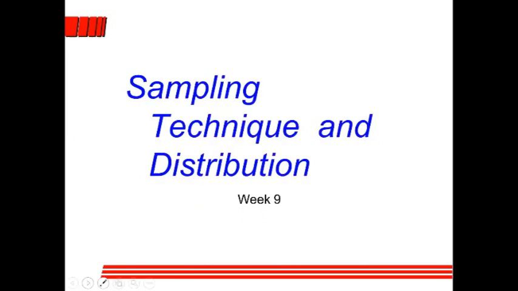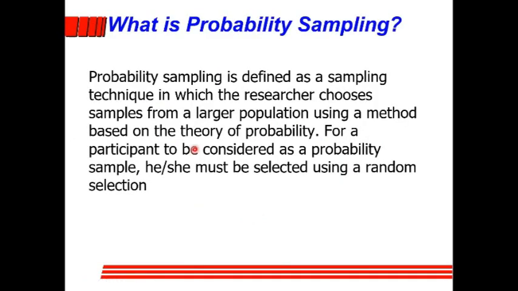Ayan. For this naman, una natin is i-define yung probability sampling. So, probability sampling is defined as a sampling technique in which the researcher chooses some samples from a larger population using a method based on the theory of probability. For a participant to be considered as a probability sample, he or she must be selected using a random selection.